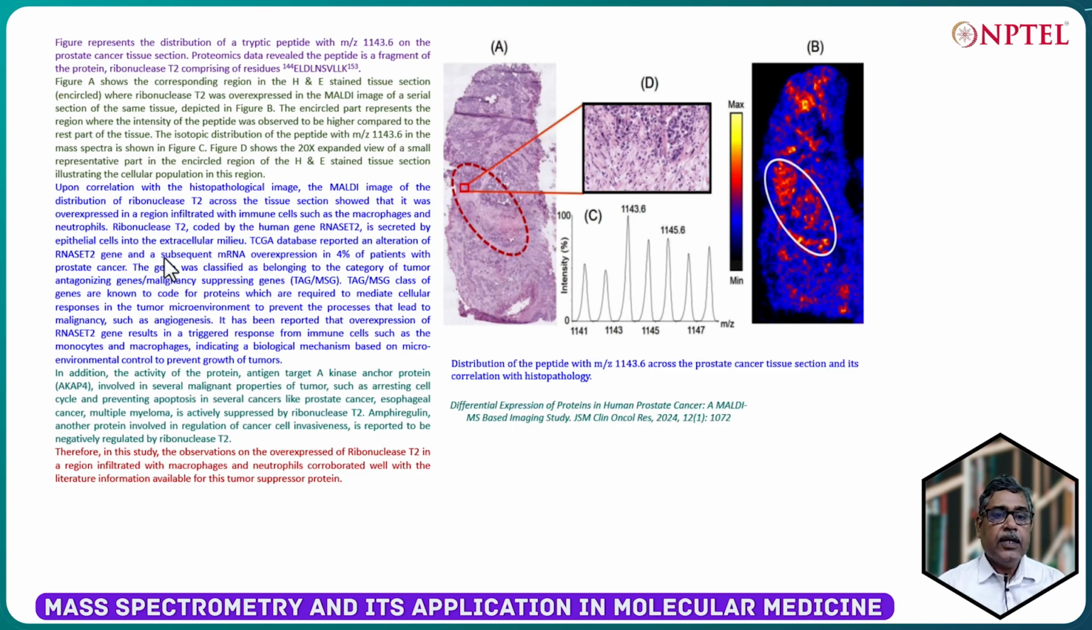Now, ribonuclease T2 is coded by a human gene, RNASET2, that is secreted by epithelial cells into the extracellular milieu. Now, what is TCGA saying? The TCGA database reports an alteration of the RNASET2 gene and a subsequent mRNA overexpression in 4% of patients with prostate cancer. So, that is again known.